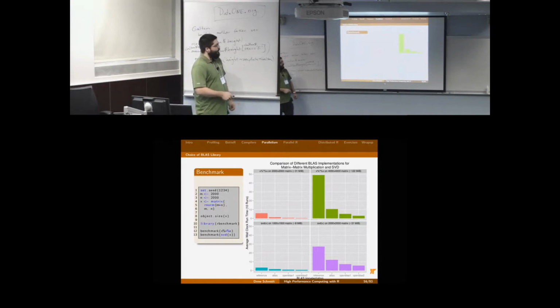At the very least, you could use Atlas. Atlas is a whole heck of a lot better than the reference BLAS. It's single-threaded, but if you are not using the parallel package or forking in particular, then you can just go ahead and use OpenBLAS, and it's very fast.